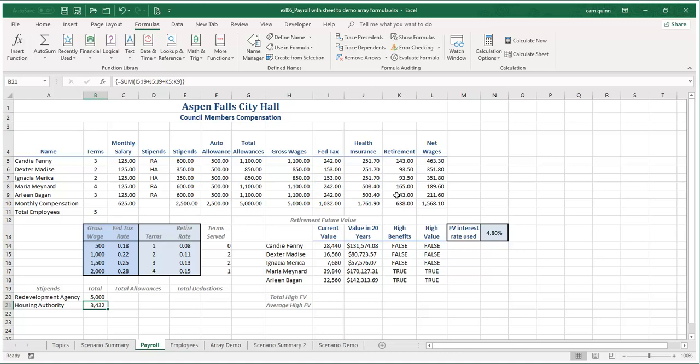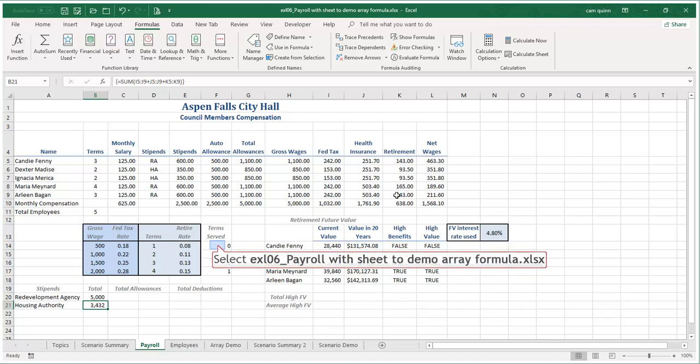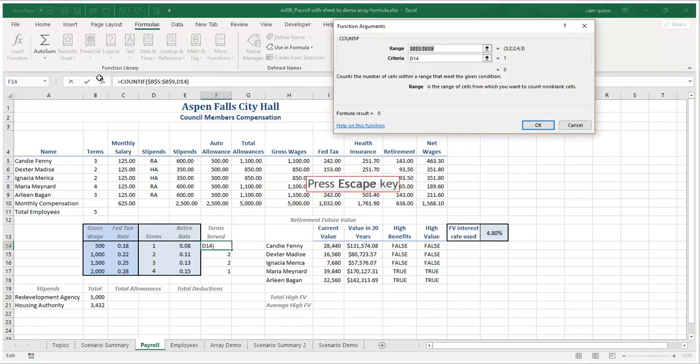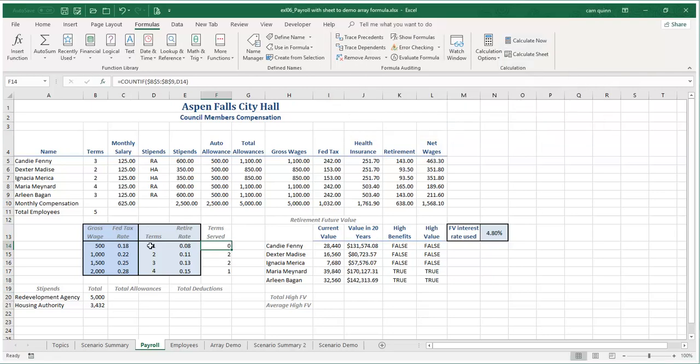If I go back to my COUNTIF function, remember here we did a COUNTIF function, and what the COUNTIF function said was, look in this range for this number, and every time you find it, add 1 to a counter and then tell me how many you see. So it said for term 1 I had nobody, 2 terms I had 2, 3 terms I had 2, 4 terms I had 1. Okay. So now we're going to do a SUMIF function.